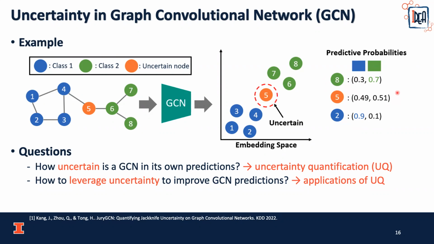And with this observation, we are interested in answering the following two questions. First, we want to quantitatively understand the uncertainty of the GCN predictions. And we will term this problem the uncertainty quantification on GCN. And second, we aim to improve the GCN predictions with the help of the quantified uncertainty, which is referred to as the application of this uncertainty quantification.